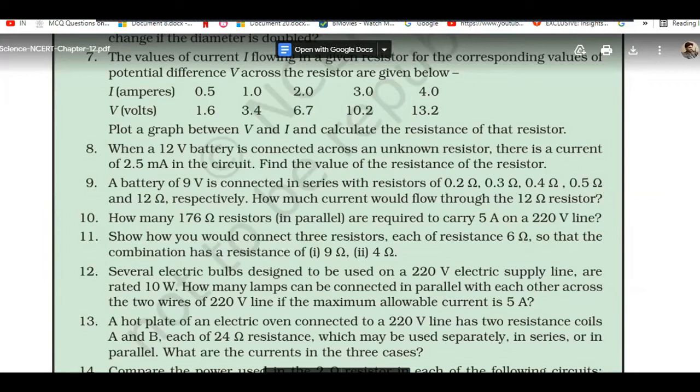Sir, got it. Okay, what's your answer? I got 4.8 into 10 to the power of 3 ohm. Very good. Is it correct? Yes, absolutely correct. Do question number 10.